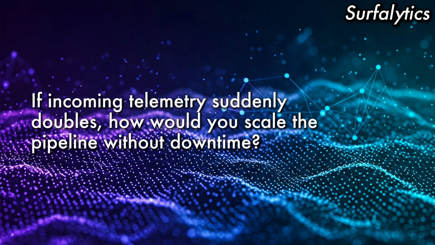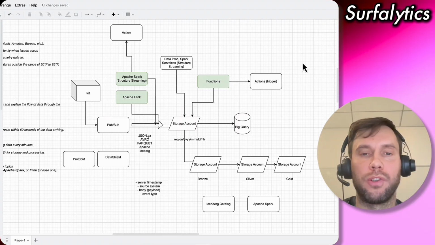If incoming telemetry suddenly doubles, how would you scale the pipeline without downtime? We're using cloud services.